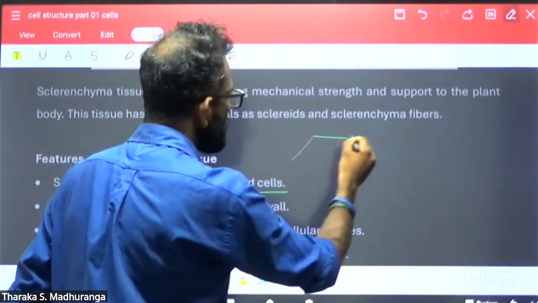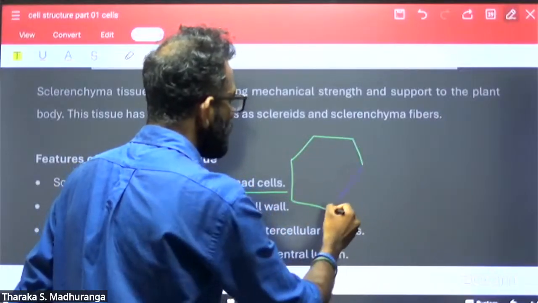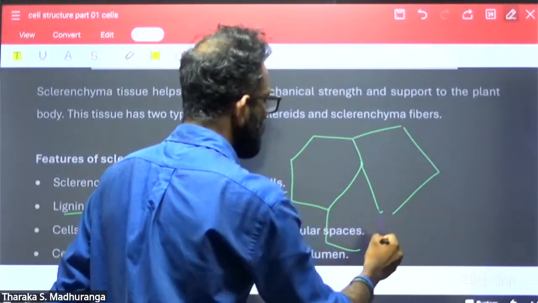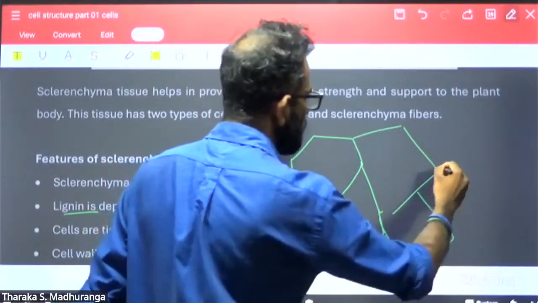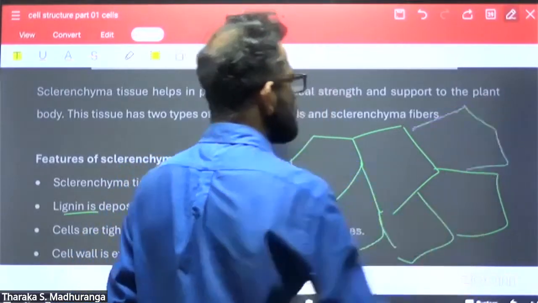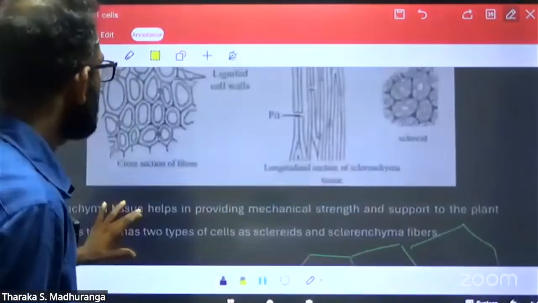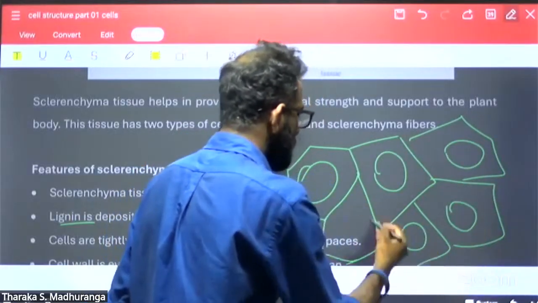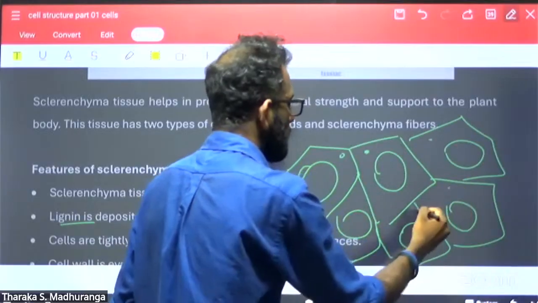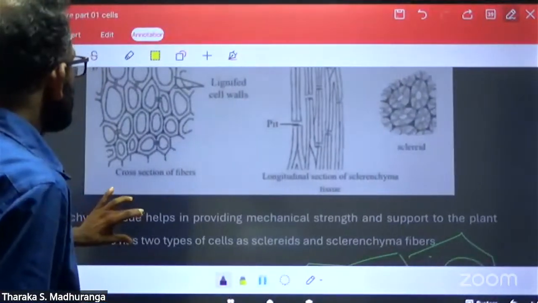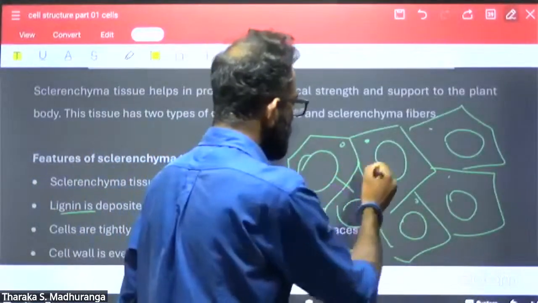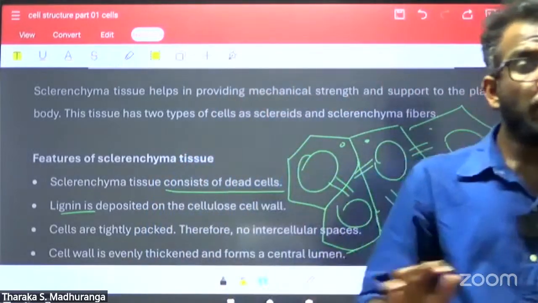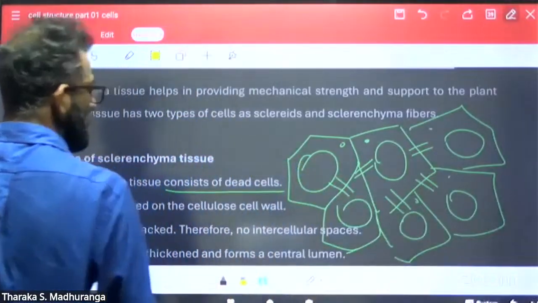The cell has a special shape, and the cell wall is thick. There are no spaces. It is fully packed. The cell has a special shape and still vacuoles are there. They are evenly thick, each and every cell wall. Therefore, there is no space, and these all are dead cells, non-living cells.